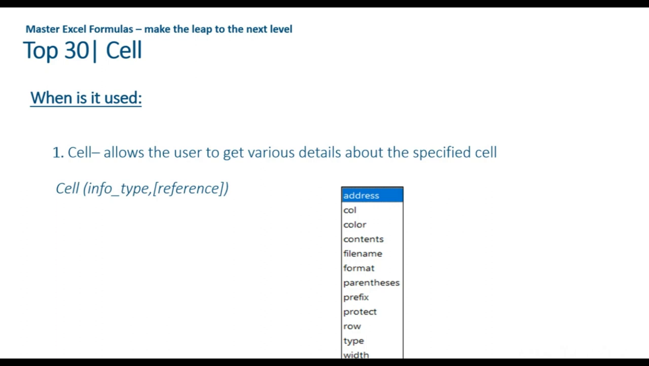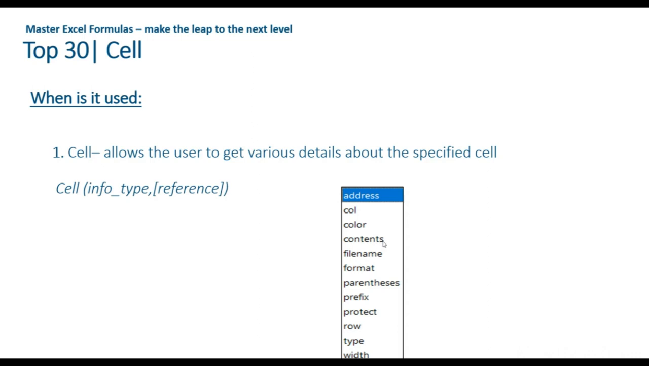Cell sometimes can be quite useful. What it does is provide various details about a specified cell. The structure of the formula is here as well. First of all, we need to specify the input type, and then the reference is an optional thing. I'll show you what I mean by reference, but the input type is this. I have included this screenshot as well, so you have all these different details that you can choose from, to choose what to get as an outcome.